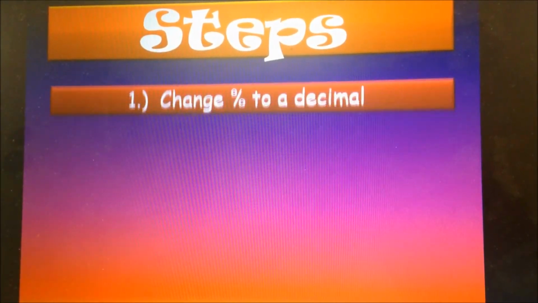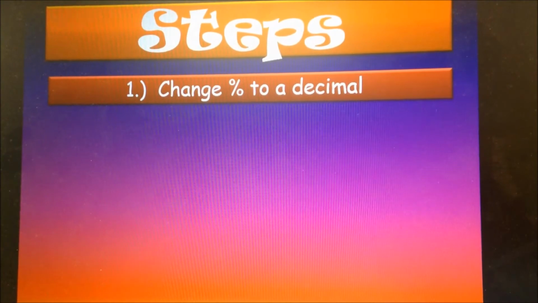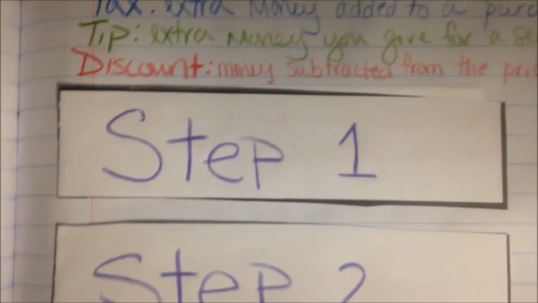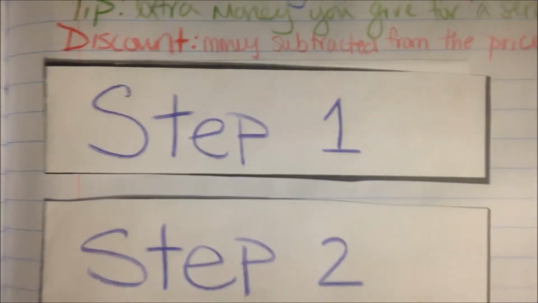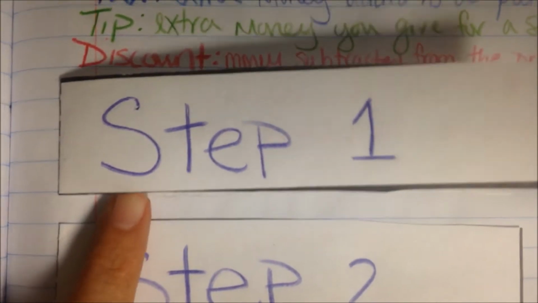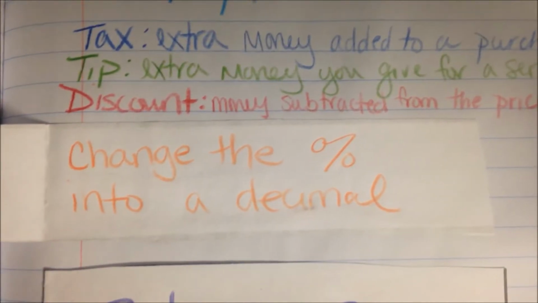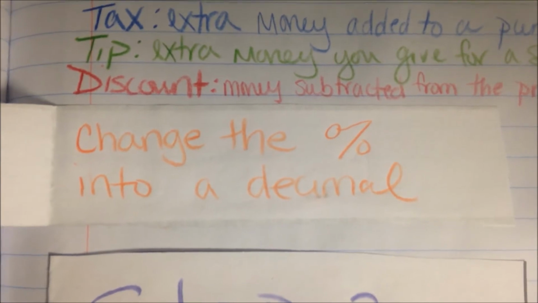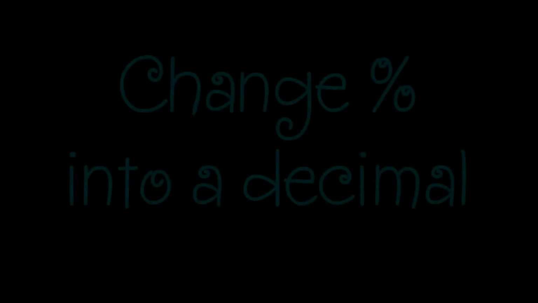There's a couple steps that we're going to talk about with tax and tip. Step number 1 is to change the percent into a decimal. Step number 1 is going to go on the first flap, and step number 2 is going to go on the second flap. When I open step number 1, on the inside I should have that first step, which is to change the percent into a decimal.